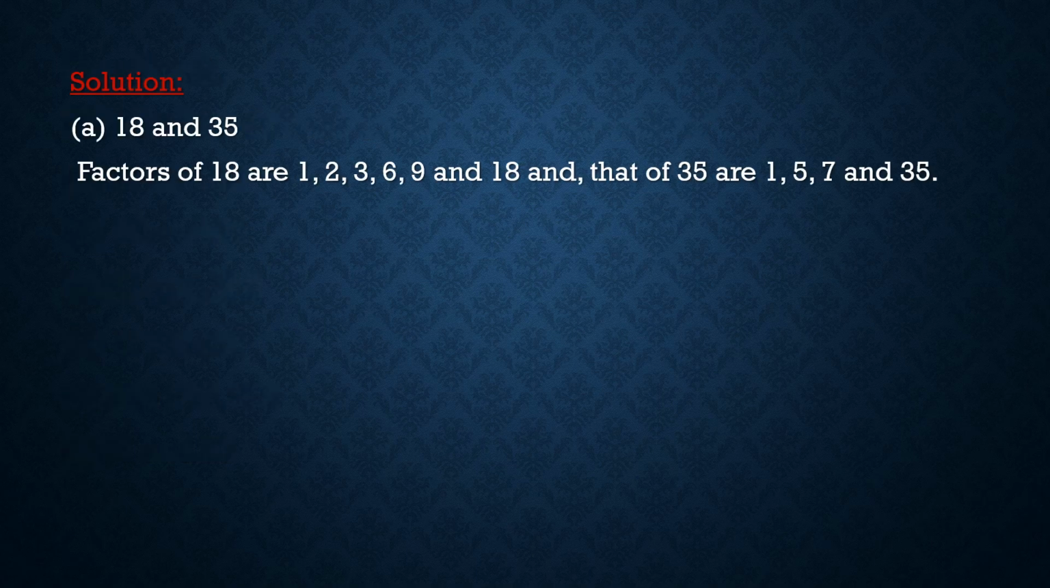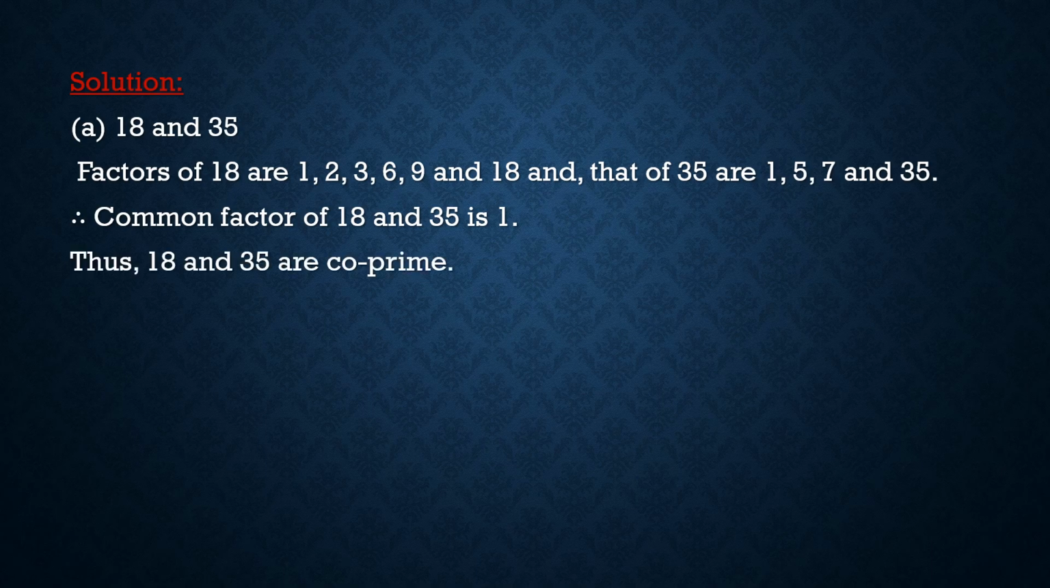First part, 18 and 35. Factors of 18 are 1, 2, 3, 6, 9 and 18. And that of 35 are 1, 5, 7 and 35. Therefore, the only common factor of 18 and 35 is 1, which means that 18 and 35 are coprime.